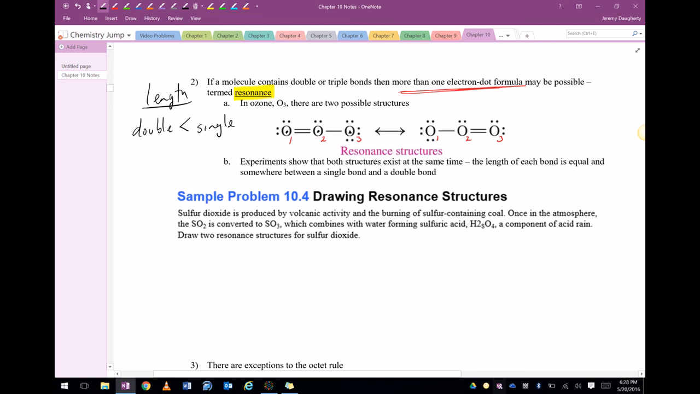So that implies that both of these structures exist at the same time, because it's a double bond length and it's a single bond length at the same time. And that's what resonance structures show us. And that's why they were introduced, in order to correct that problem.